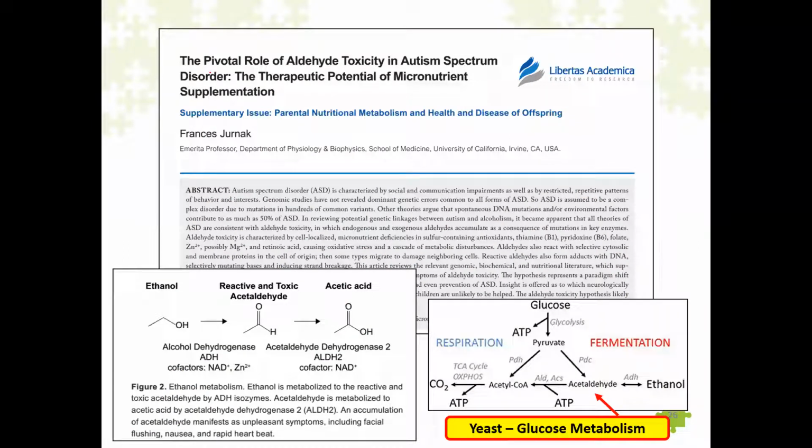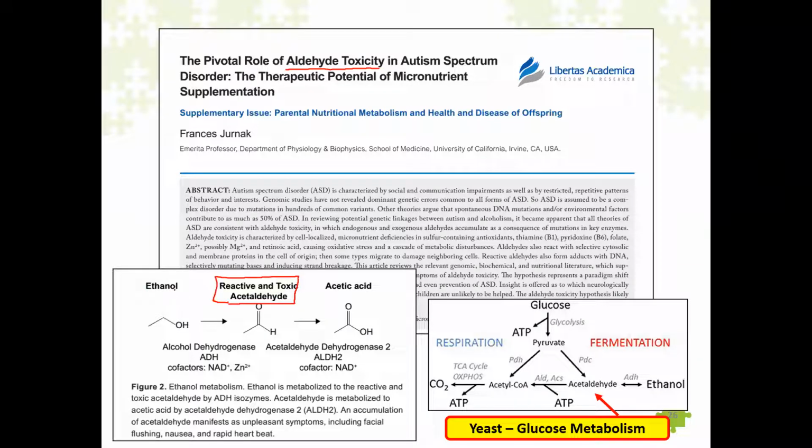Very interesting article that came out a few years back talking about aldehyde toxicity in autism. In fact, one of the things that they mention here is some of the side effects of alcohol consumption. So for any of us who've maybe had one too many on a Friday or Saturday night, right? You wake up the next morning or even the middle of the night and you don't feel so hot. You've got some facial flushing, you're nauseous, a rapid heartbeat, those unpleasant side effects of alcohol. Well, they're actually thought to occur because of the accumulation of acetaldehyde.